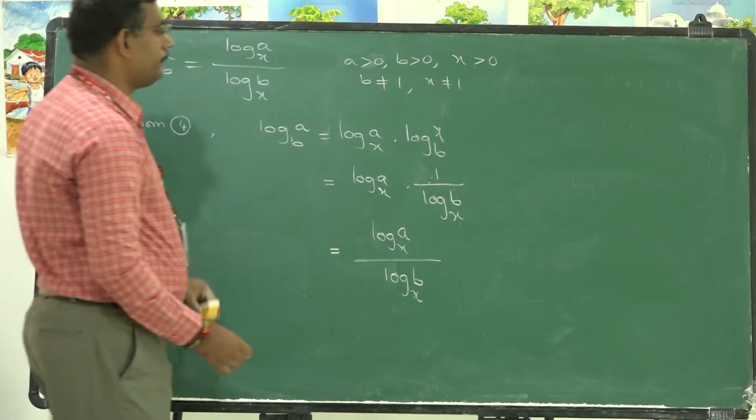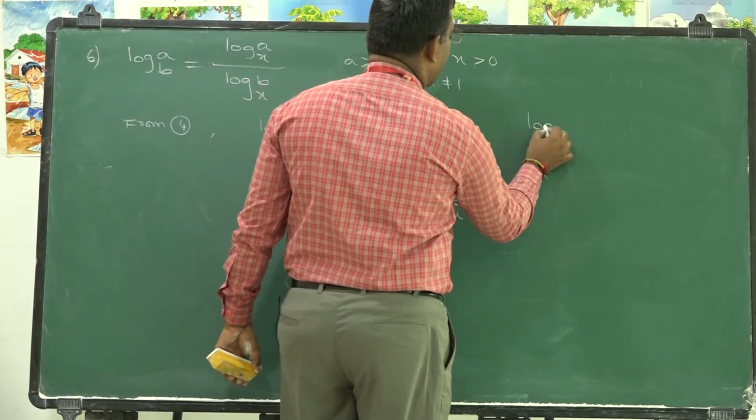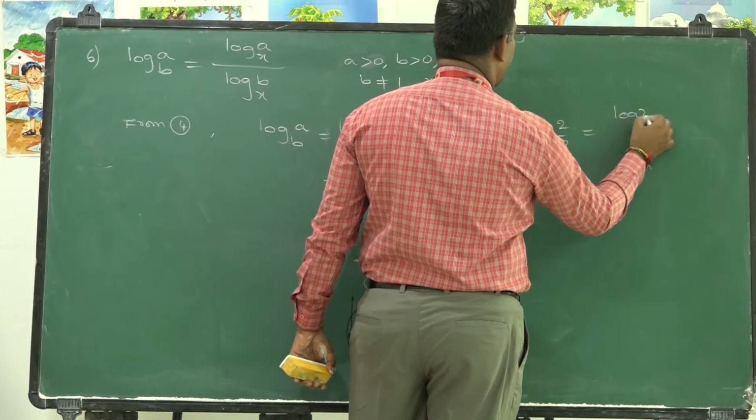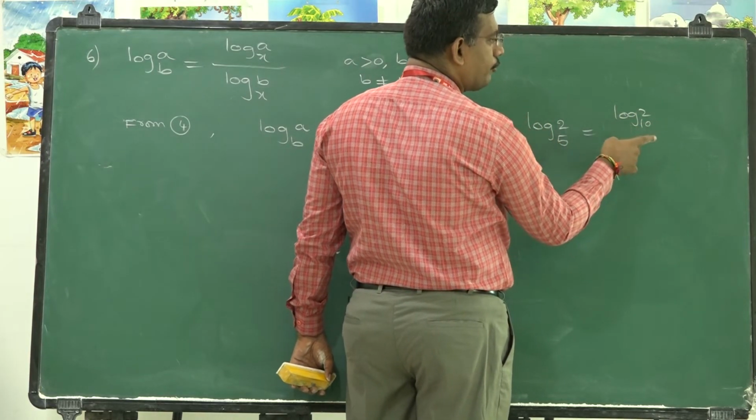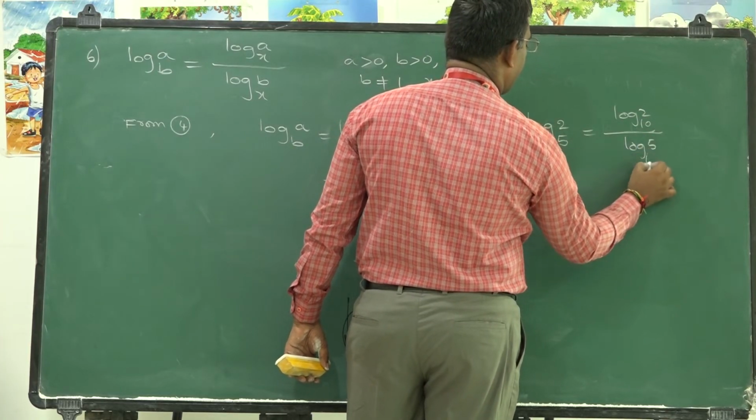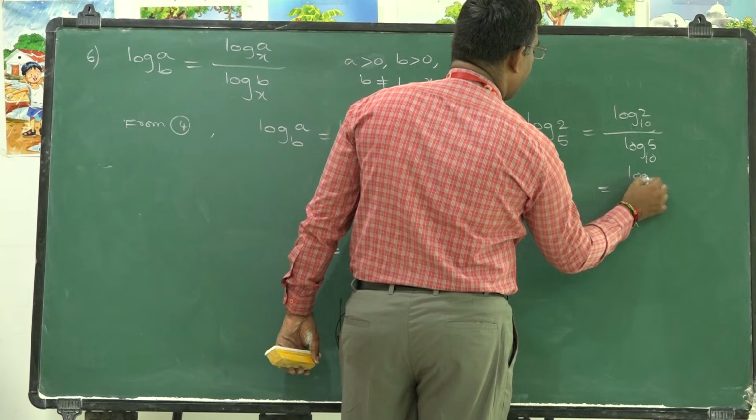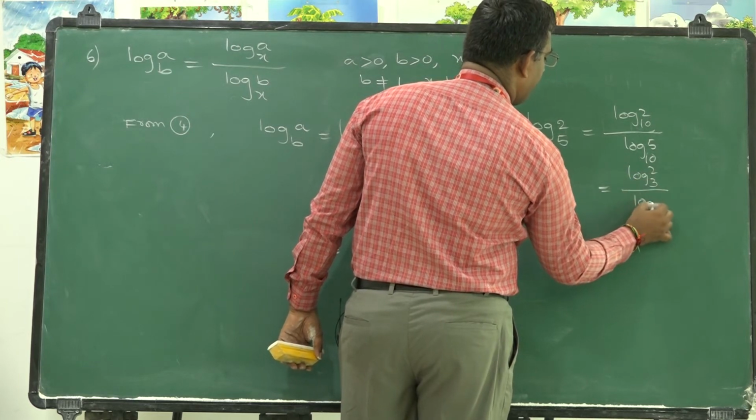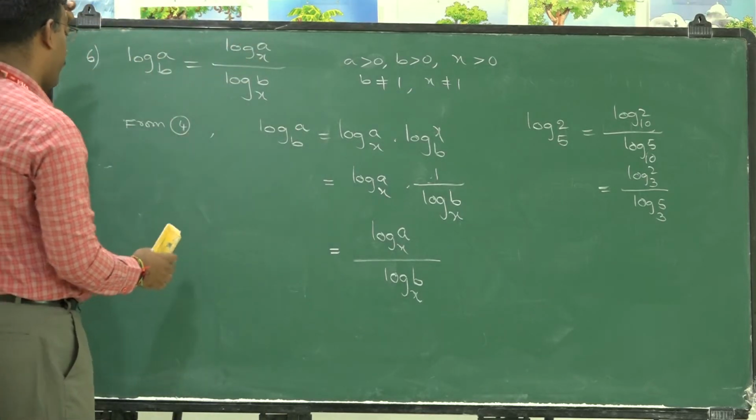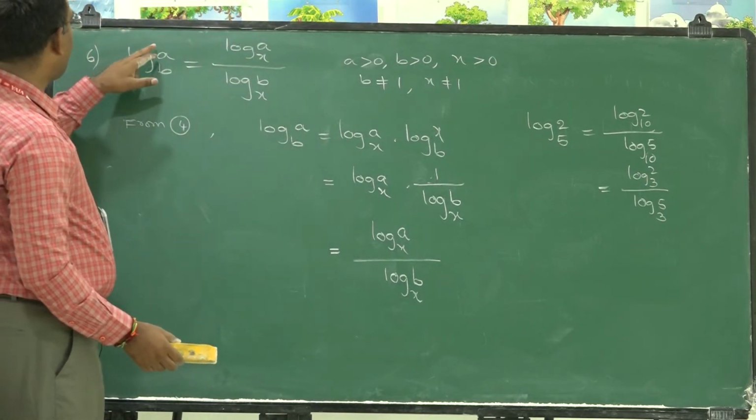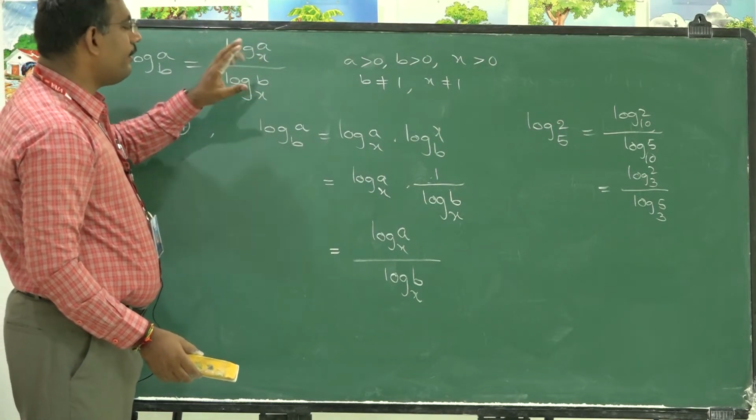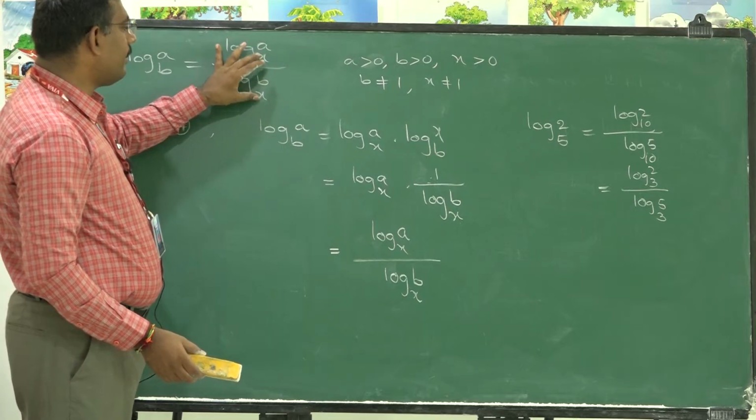For example, log 2 base 5, we write log 2 base 5 as log 2 base 10 by log 5 base 10, if you take any positive base, or log 2 base 3 by log 5 base 3. So we write log a base b as log a base x by log b base x, if x is any positive base but not equal to 1.